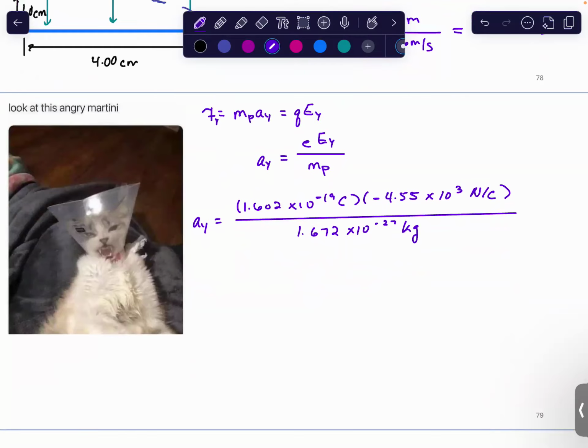So once you calculate this, the acceleration in the y direction is negative 4.36 times 10 to the 11th meters per second squared. So let's remember that. Let's separate two reasons that acceleration can be negative. In this case, why is acceleration negative? What's another case where acceleration is negative?